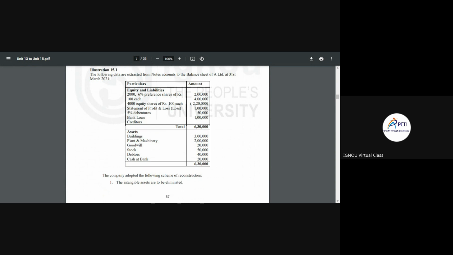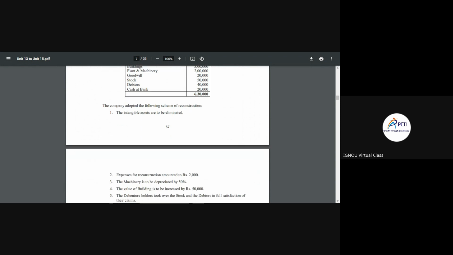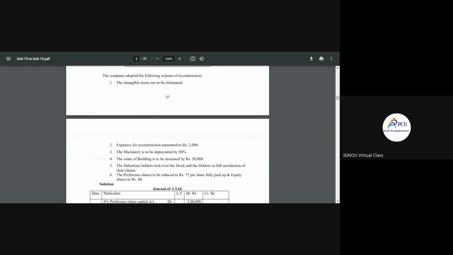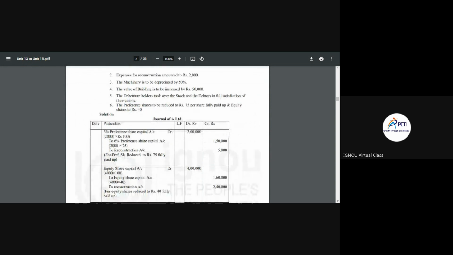We have equity and liabilities and we have the assets. So the company adopted the following scheme of reconstruction. The intangible assets are to be eliminated. First thing. Second thing, expenses for reconstruction amounted to rupees 2,000. Third, machinery is to be depreciated by 50%. Value of building is to be increased by 50,000.